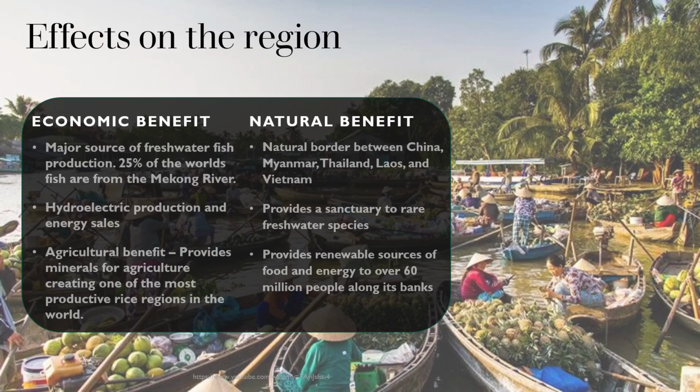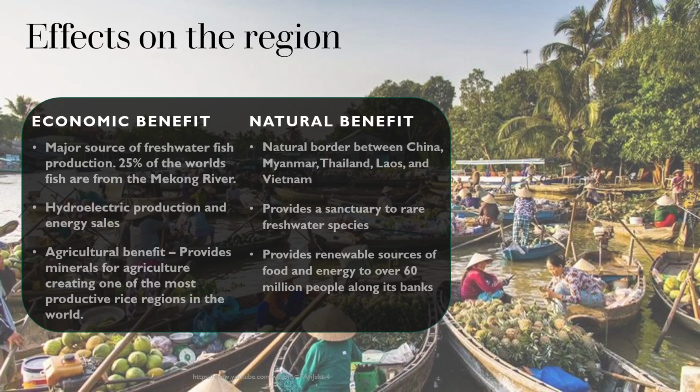The Mekong River brings the sediment down for one of the largest and most productive rice production areas in the world. Outside of that, again, the natural benefit is that it is a natural border between China, Myanmar, Thailand, Laos, Vietnam, and Cambodia. Apparently I missed that one, sorry. Between the 6 countries, it is a natural border. It makes it a little easier for protection. There's quite a large expanse, making it harder for people to cross and a little easier for the countries to maintain that natural border.